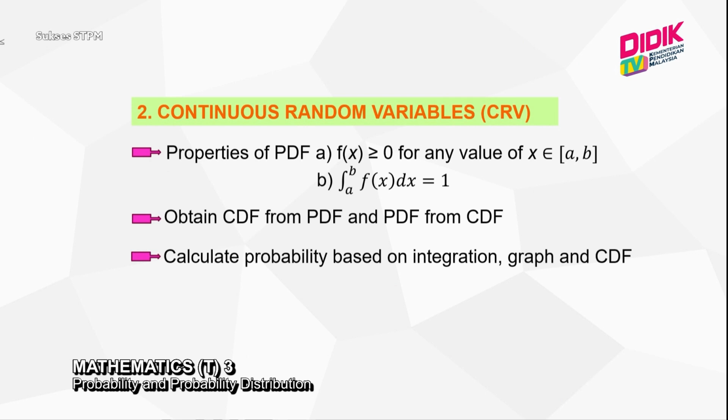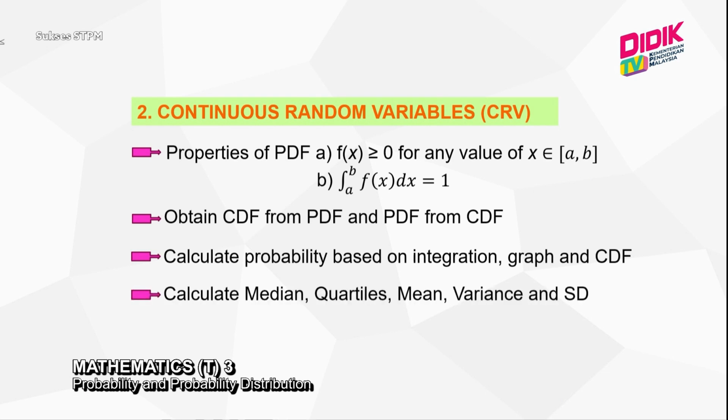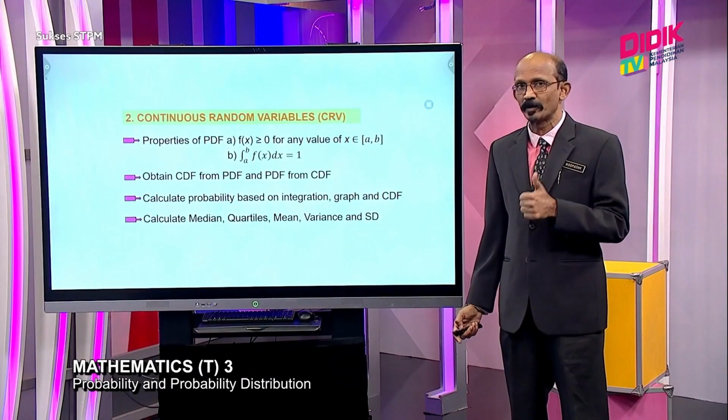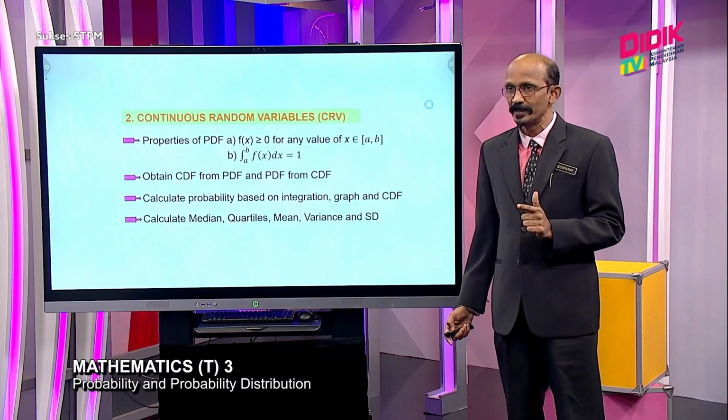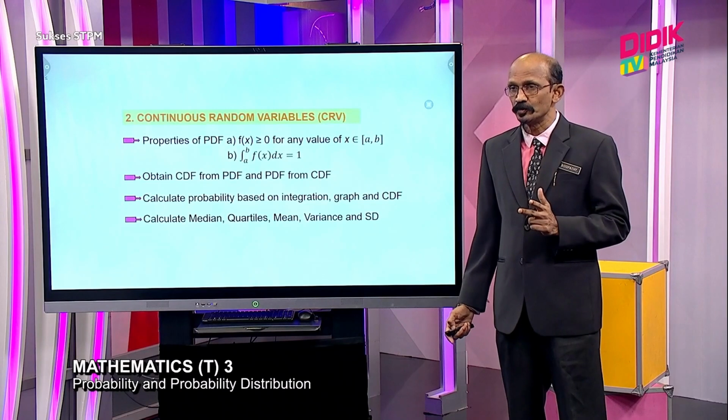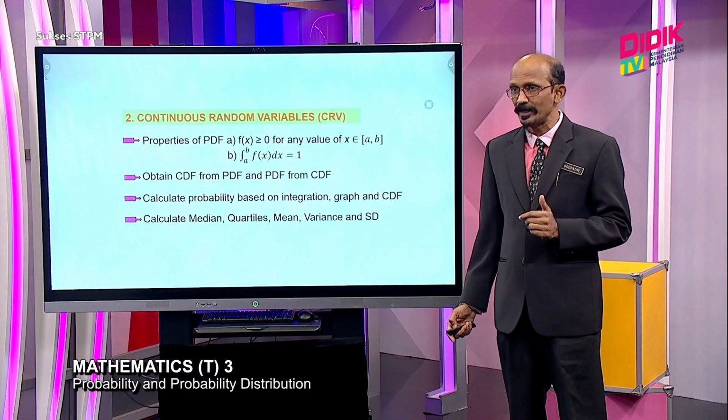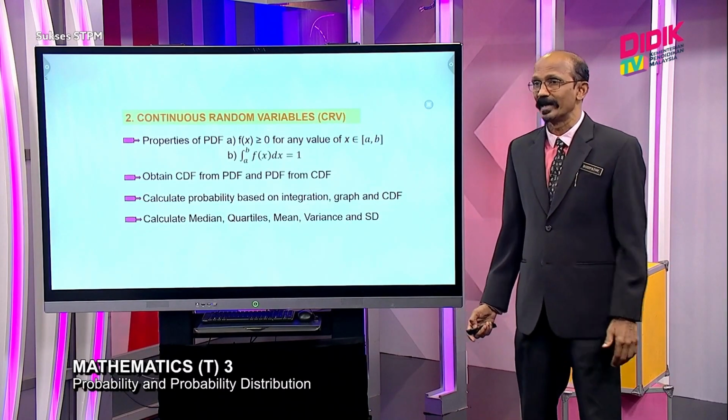And then use a graph in the case of a linear function. And then you can use CDF. So there are 3 ways to obtain your probability. And then the next one, you should be able to calculate median, quartile, mean, variance and SD. Here we have 4 steps. First, you have to define the formula correctly with the correct limits of integration. Second, you must do your integration properly. Then you integrate and substitute your values. And the last part, you will get your answer.